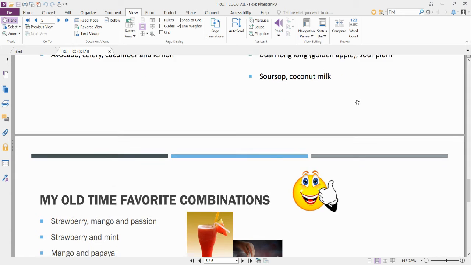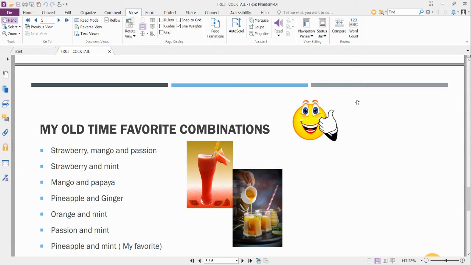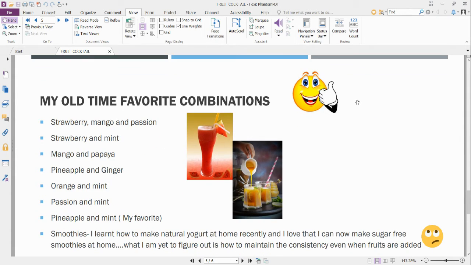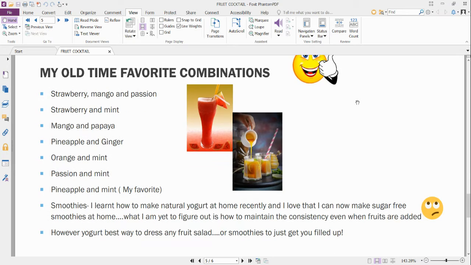Now into my all-time favorite combinations. So one of my favorites is strawberry, mango, passion. And most of the time I'll do a smoothie with this because I find this very filling. And for me, the three give me a sort of balance. When you drink this, if you're using fresh fruit, then you find that you can actually get the mango taste, which is sweet, and of course the fiber that you need.